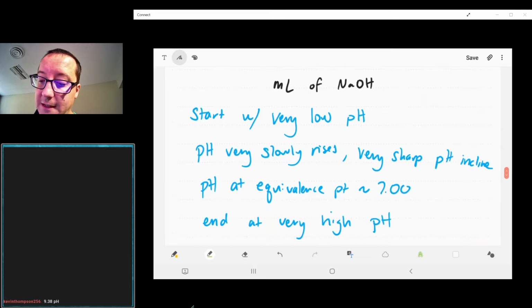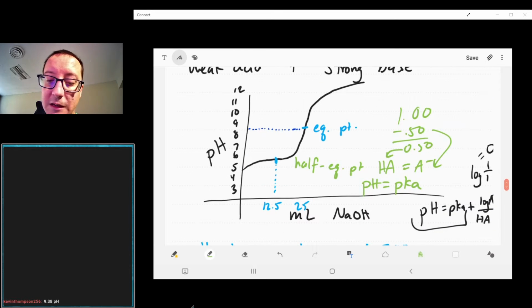So you can tell these two apart by not only looking at where the equivalence point is, but also where you're starting. A strong acid will have you starting at very low pHs. Weak acids will have you starting at higher pHs. Alrighty. Any questions so far?